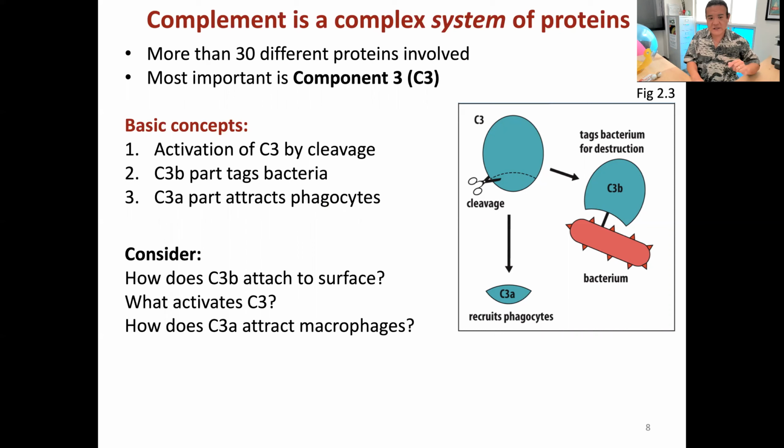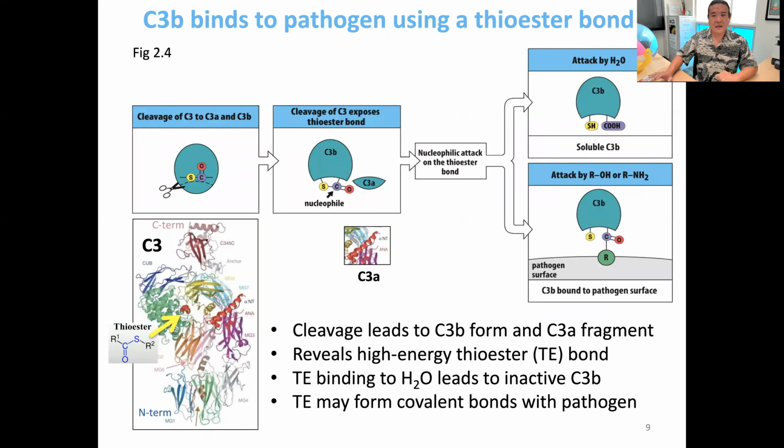Okay, so consider: how does the C3b attach to the surface of the bacteria? What activates the C3 in the first place? What is this pair of scissors? And then how does the C3a that floats away attract macrophages? So C3b binds to pathogen surfaces using a thioester bond. And you're like, oh no, it's organic chemistry. Organic chemistry rears its ugly head again.